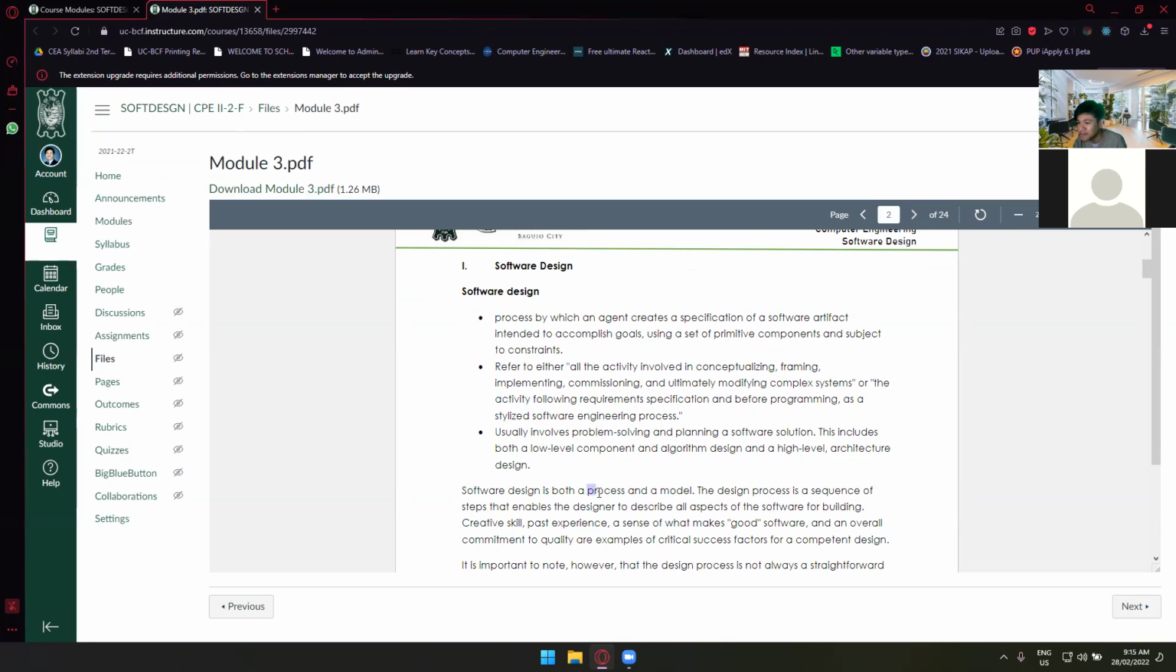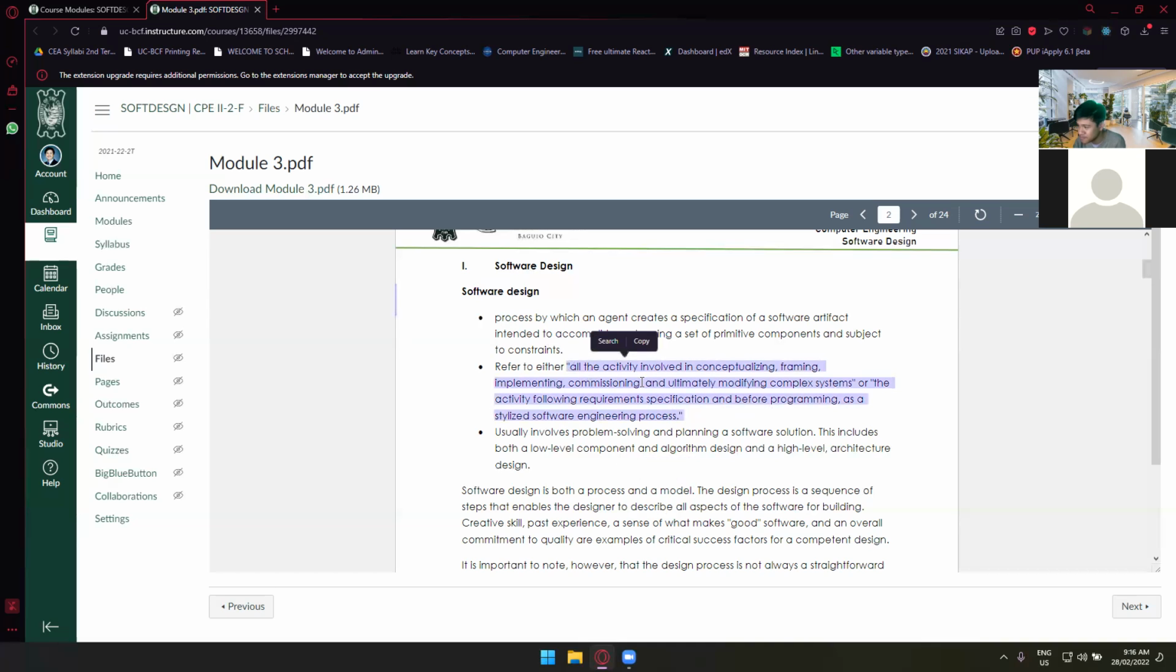Software design is actually a process and a model that you can follow to be able to finish the software or program that you're creating. So you can think of it as a process or a model. It covers all the activity involved in conceptualizing, framing, implementing, commissioning, and ultimately modifying complex systems, or the activity following a requirements specification and before programming, as a stylized software engineering process.